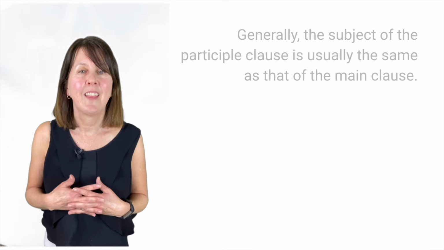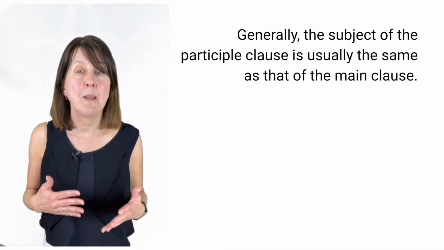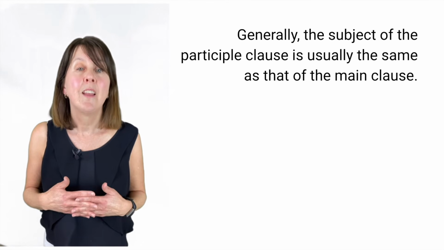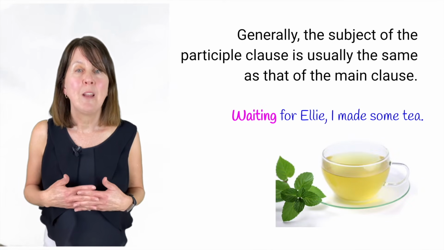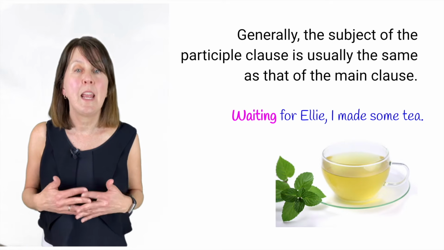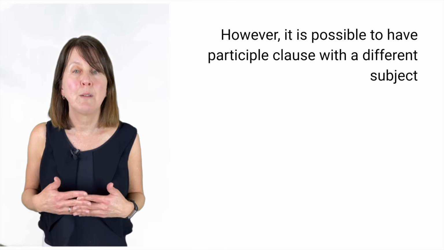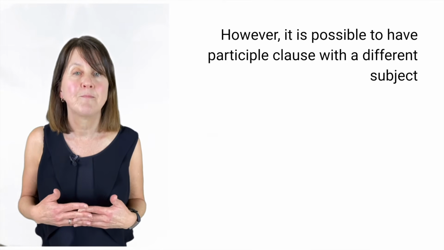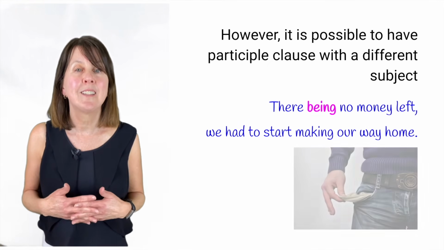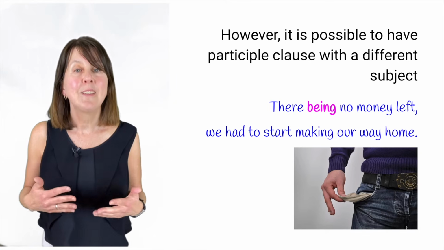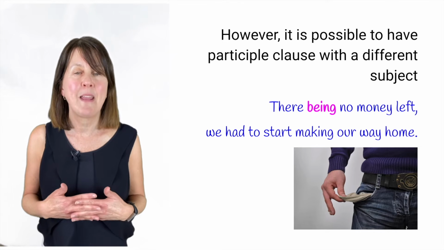Tip 2. Generally, the subject of the participle clause is the same as that of the main clause. For example, waiting for Ellie, I made some tea, which means while I was waiting for Ellie, I made some tea. However, it is possible to have participle clauses with a different subject. For example, there being no money left, we had to start making our way home. This is a participle clause of cause. It means because there was no money left, we had to start making our way home.